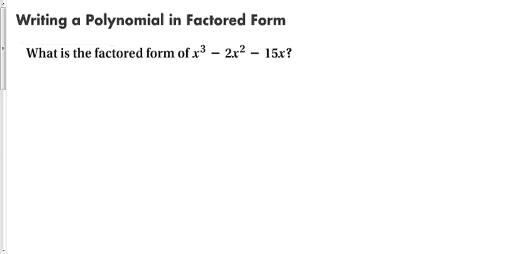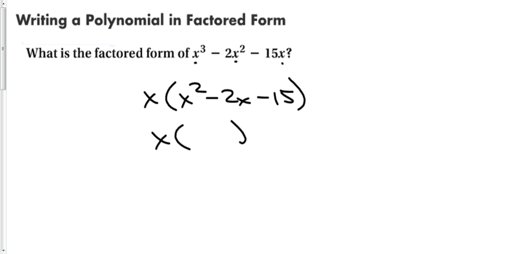What is the factored form of x to the third minus 2x squared minus 15x? So you should notice first that all of these have a common factor of x. So start by taking out the x. We're left with x squared minus 2x minus 15. And then we can continue to factor and find the factors of 15 that subtract to 2 to give me x minus 5, x plus 3. And that is my factored form.